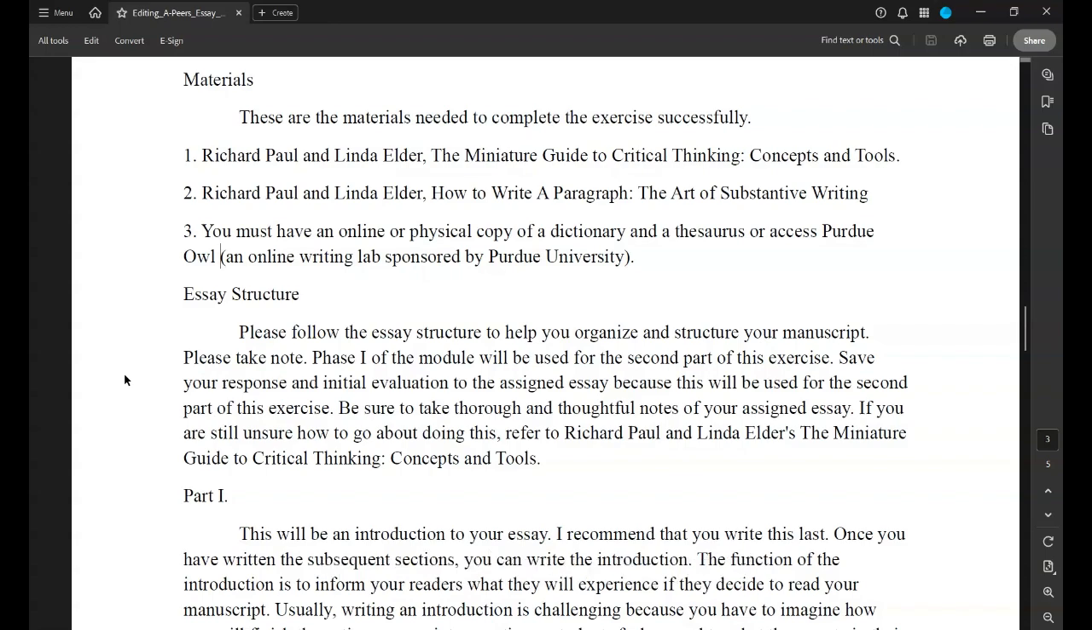Save your response and initial evaluation of the assigned essay, because it will be used for the second part of the exercise, and that's where I'm going to have you write an assessment and critique of the whole process. So don't throw away your notes on your evaluation of the essay that I assigned to you to edit as well as to paraphrase, and assess the ideas and how well they're able to convey their ideas to their reader. So you need to make sure that you keep all that information.